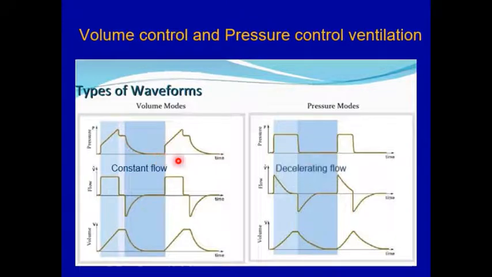In case of pressure control ventilation, the flow of gas is a decelerating type of flow, and hence the pressure is kept constant.